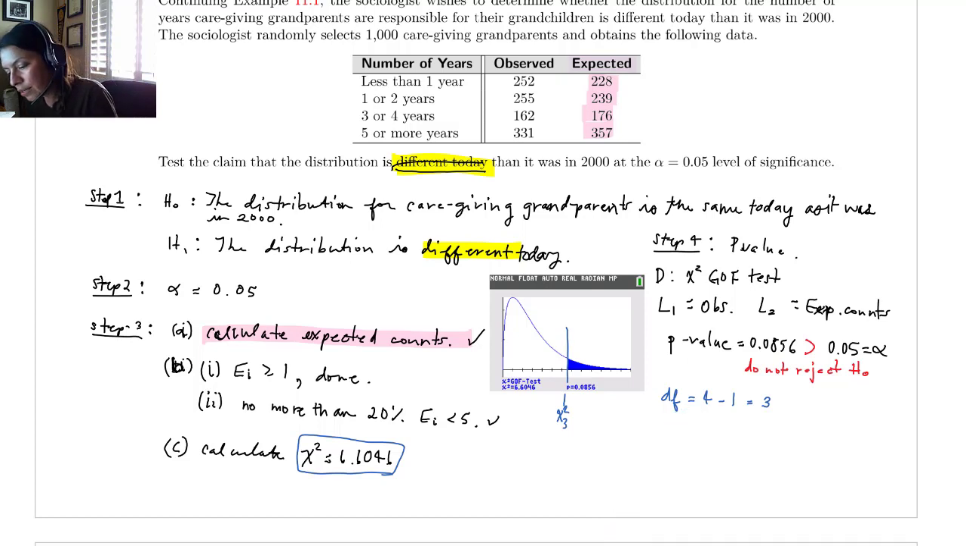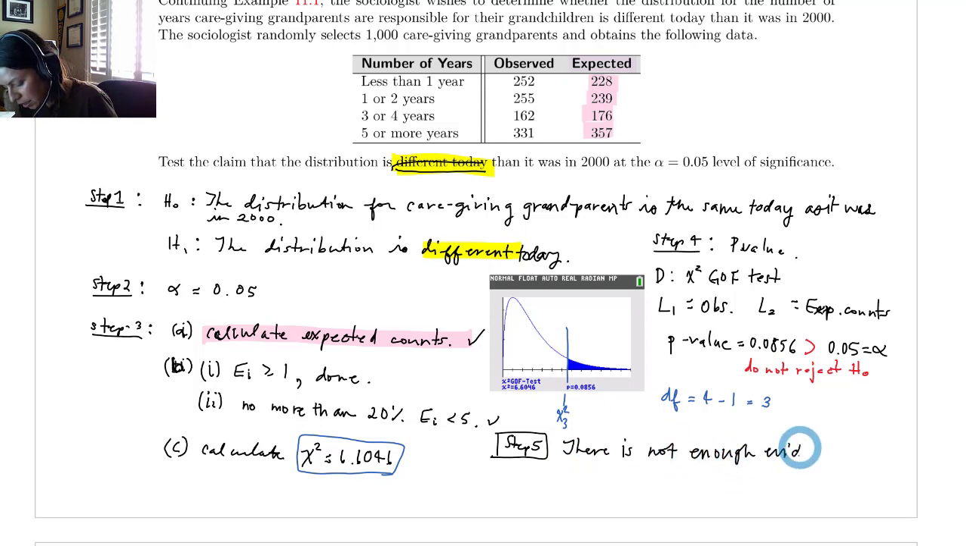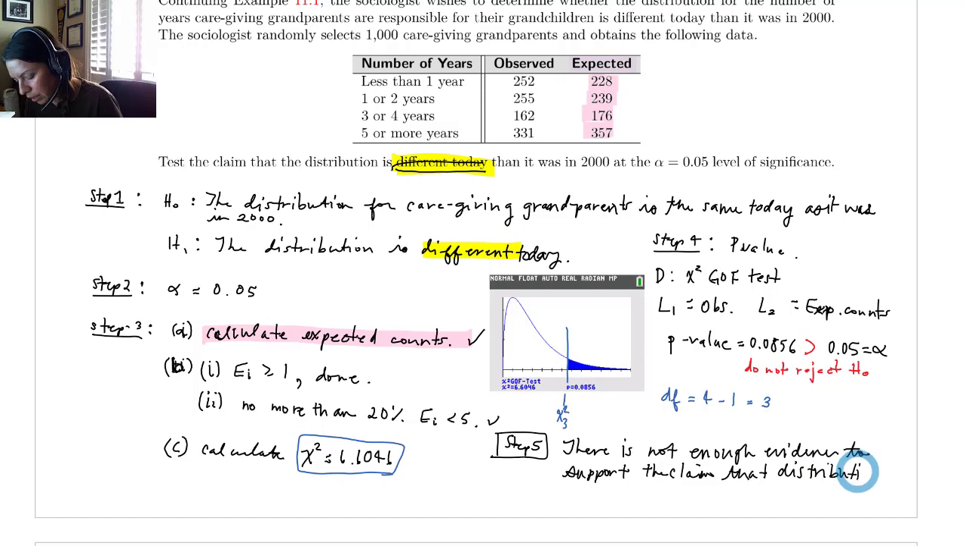And now we can go ahead and interpret, right? So step 5 would be that there is not enough evidence to support the claim that the distribution is different today.